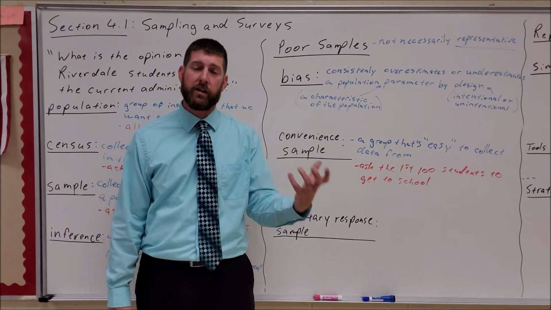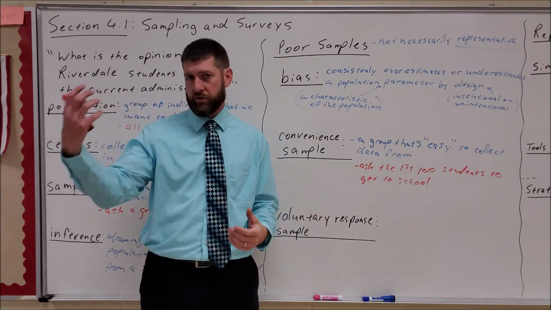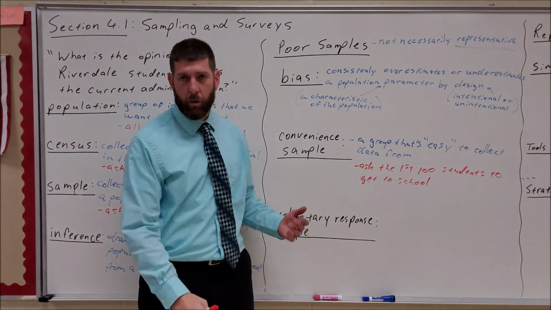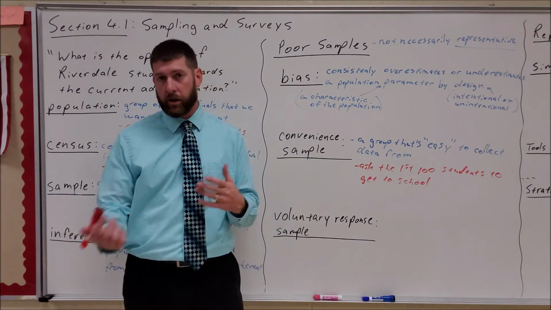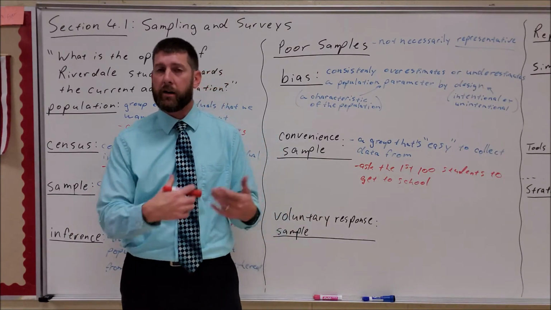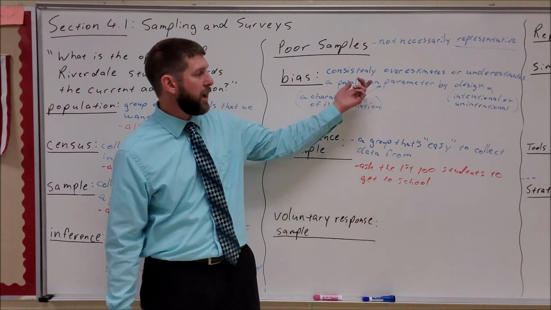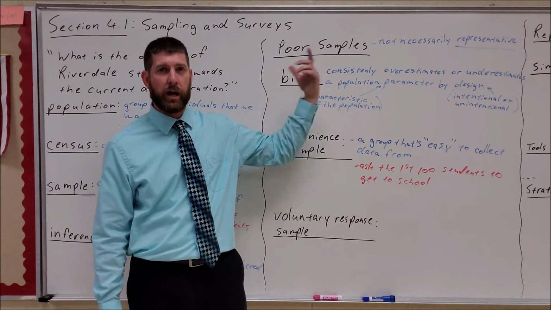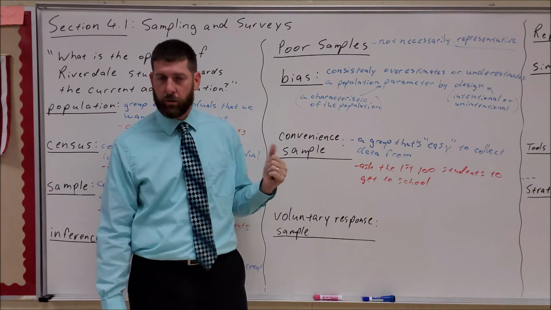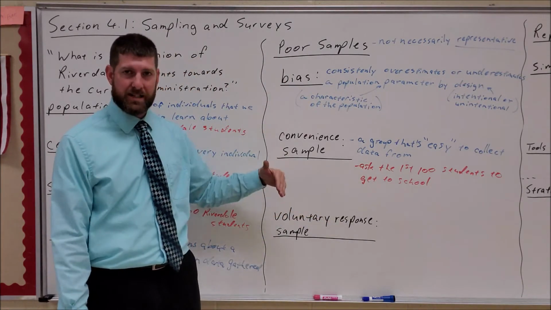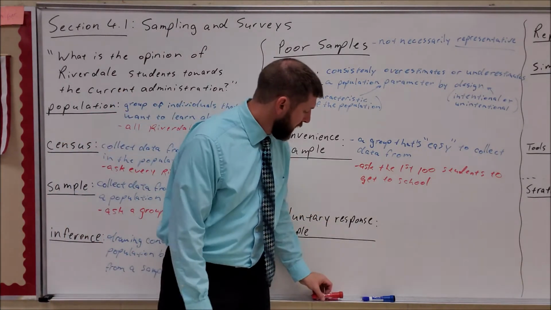Well, they probably have a very different opinion than maybe older students, who have seen multiple administrations at the school, or distance students who are encountering the administration in a different manner than the in-person students. So their opinion would not, we don't believe, accurately estimate what's going on in the population. So that's convenience sample. That's why we want to stay away from convenience samples.